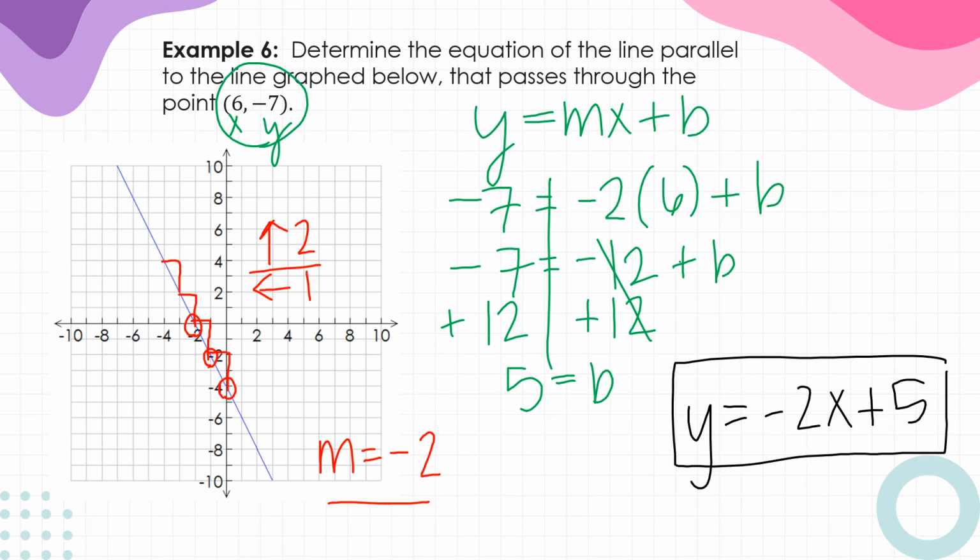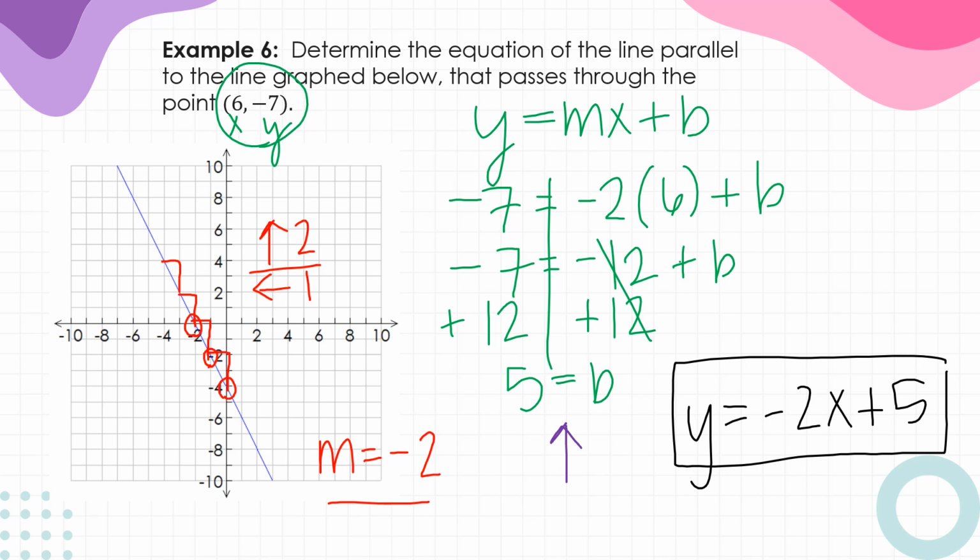Now in this example, I want to talk about one other way we could have found the value of b that is not algebraic. Sometimes we can't avoid doing algebra. This is an algebra class. We're going to need to know how to solve. So for some of you, it might just be quicker to do it the algebraic way every single time.